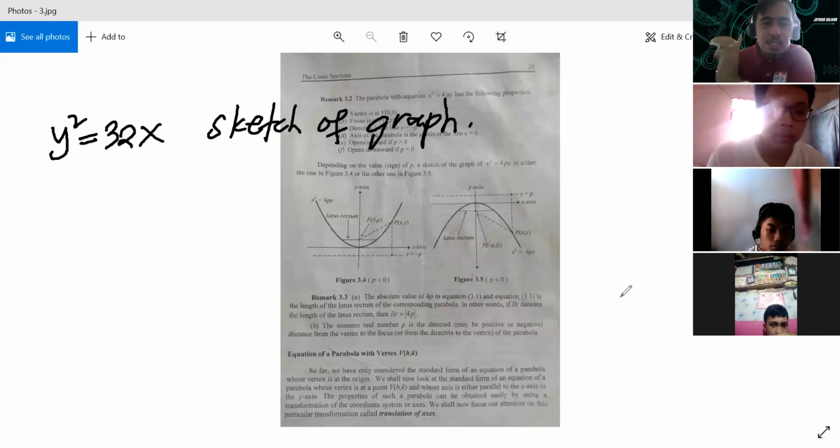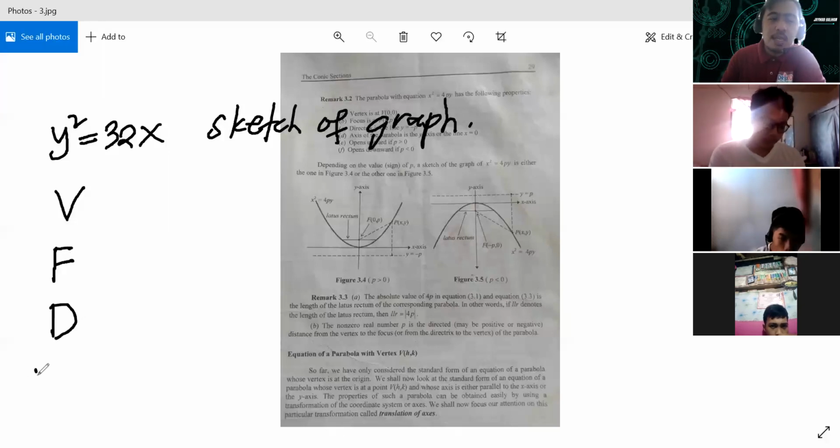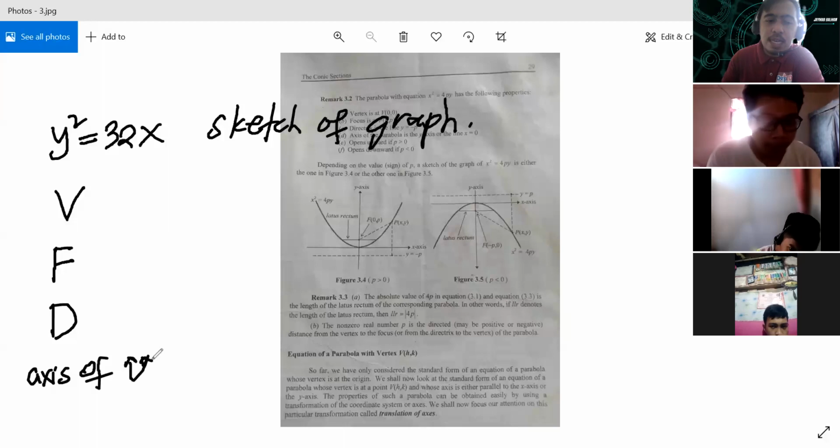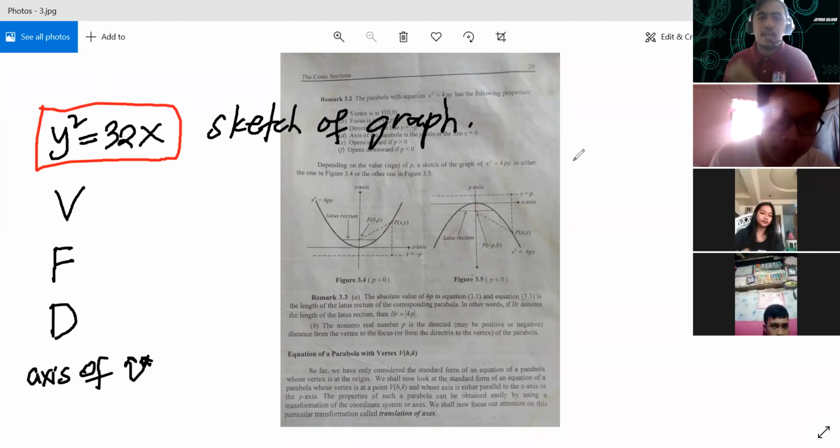Okay. If you are asked to sketch the parabola, the very first thing that you need to know is where is the vertex. You need to know where is the focus as well as the directrix, the axis of the parabola, and lastly, the direction of your parabola. It's either up, down, left, or right. Left, right. Okay. It's either opening to the left or to the right.